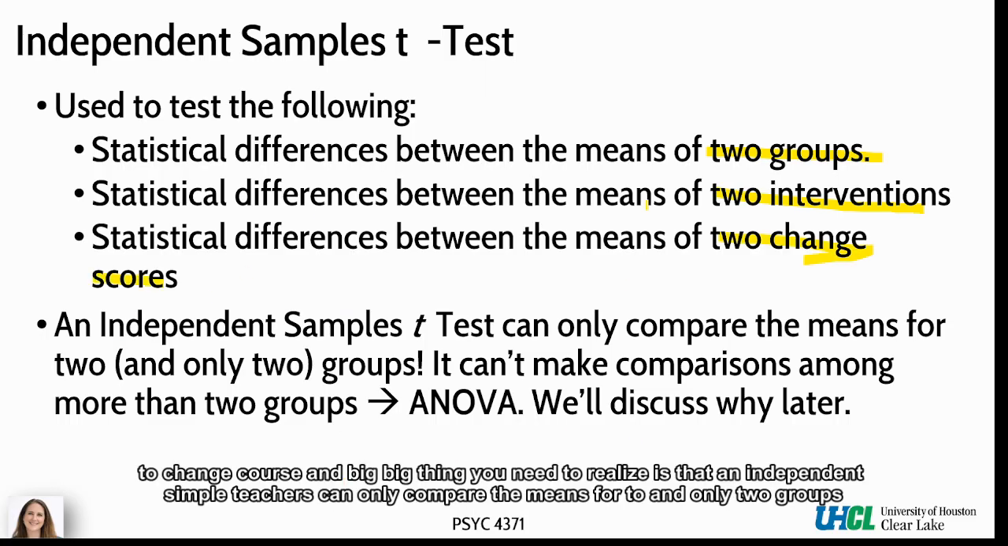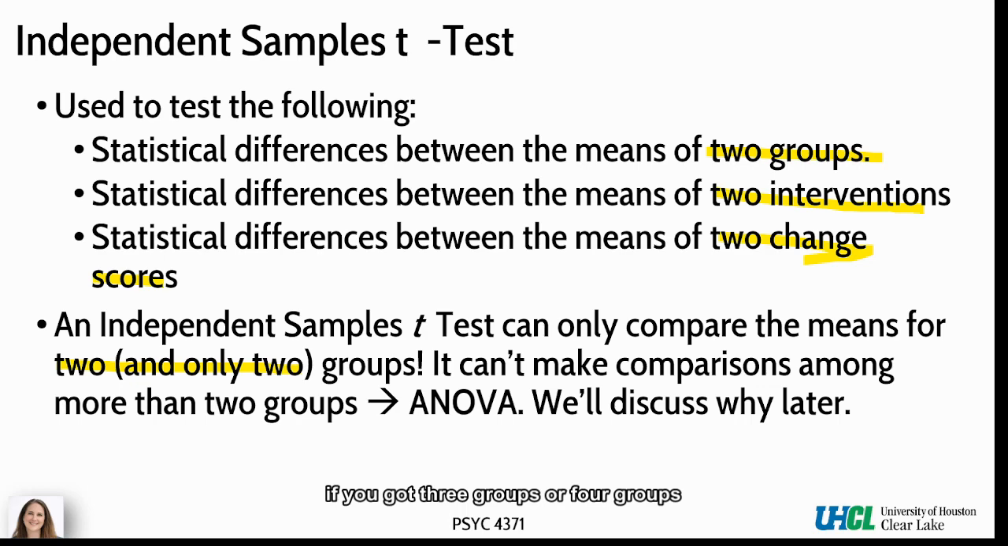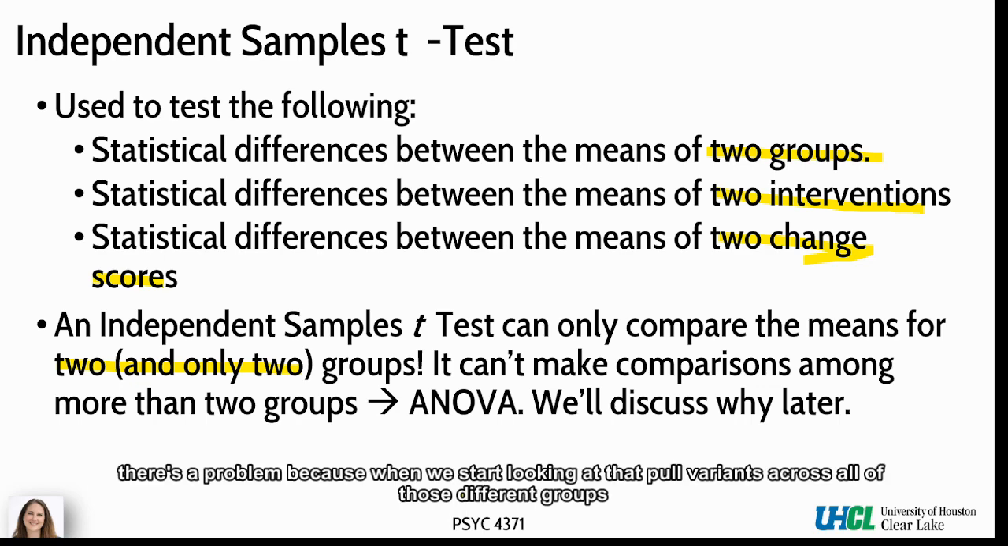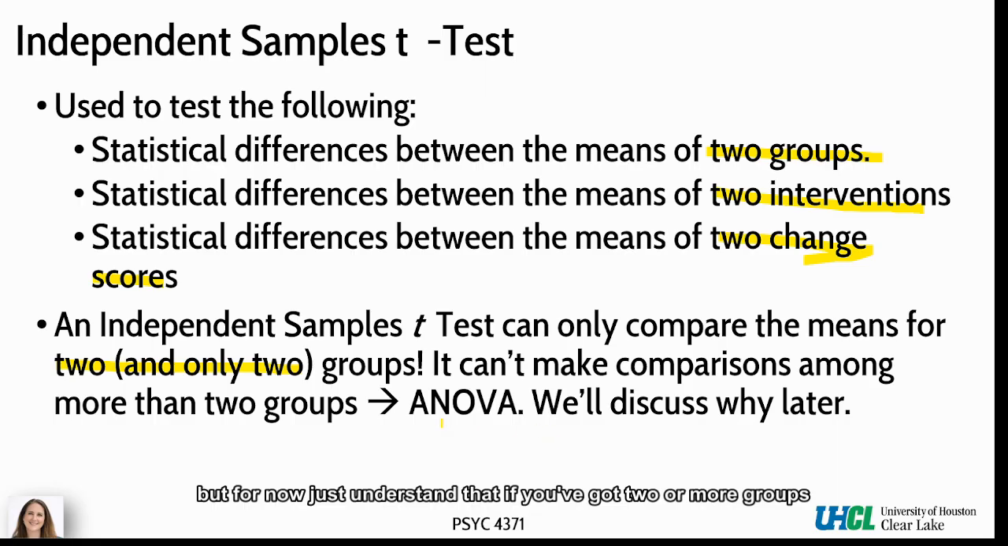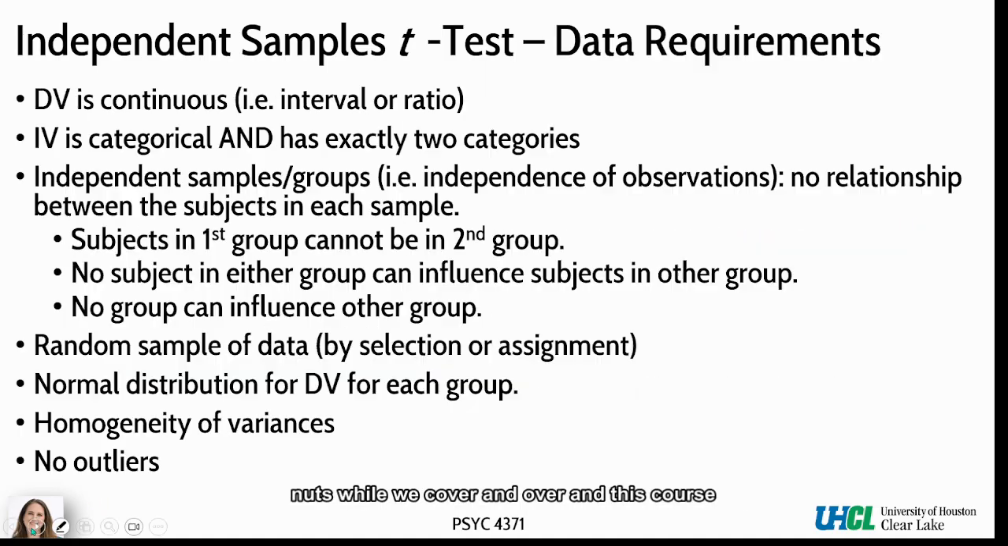The big thing you need to realize is that an independent samples t-test can only compare the means for two and only two groups. If you've got three groups or four groups, there's a problem, because when we start looking at that pooled variance across all of those different groups, it actually gets harder for us to show a significant difference in an easy way. When we go into ANOVA, I will break this down and show you what I mean. But for now, just understand that if you've got more than two groups, you can't do a t-test and you'll have to do an ANOVA. That's why we cover ANOVA in this course.